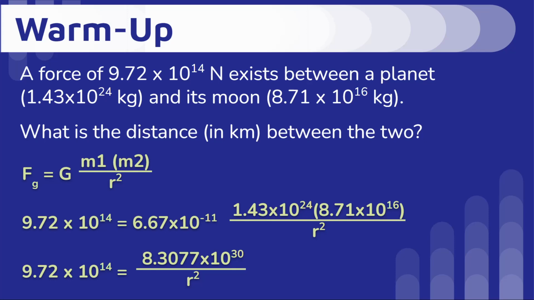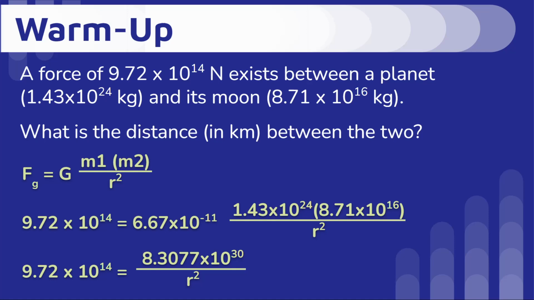And this is the point at which some of you are making mistakes, because you're just doing things that you can't do algebraically. If I were to divide both sides right now by 8.3077 times 10 to the 30th, that would not be equal to r squared. That would be equal to 1 over r squared. And so you have to make sure that you keep that in mind. When you are solving for your unknown, in this case that r, I need to isolate that variable, I need it on the top also. I don't want it in the denominator.